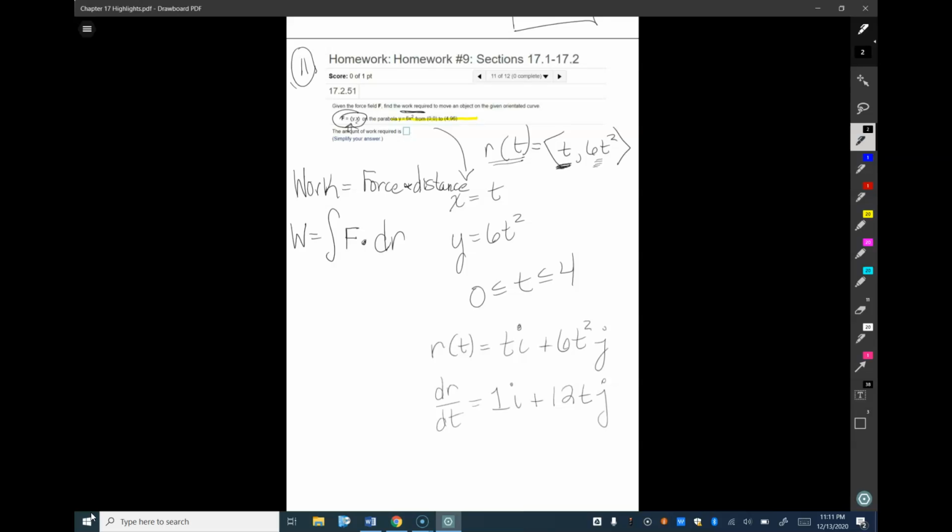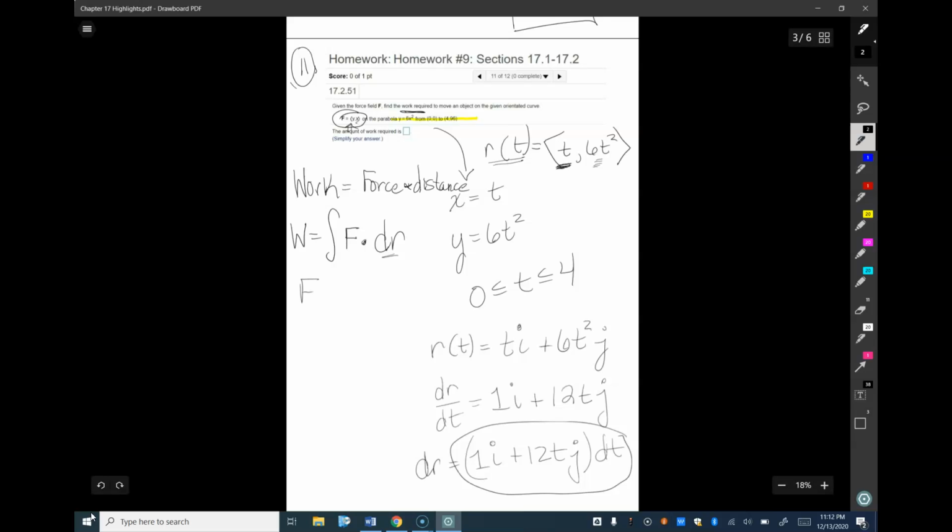And then we're going to multiply that dt over. So dr is equal to 1i plus 12tj dt, which means we can replace this dr right here with this stuff. And we don't want to do that dot product until these two pieces are written in terms of the same variable, which is going to be t.